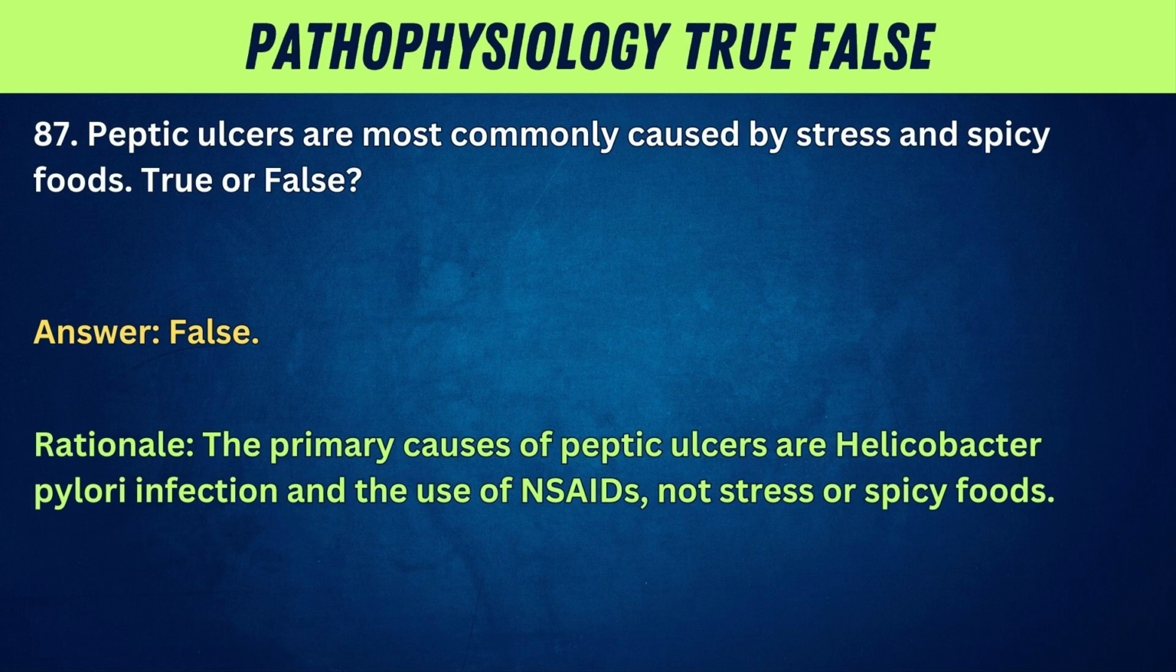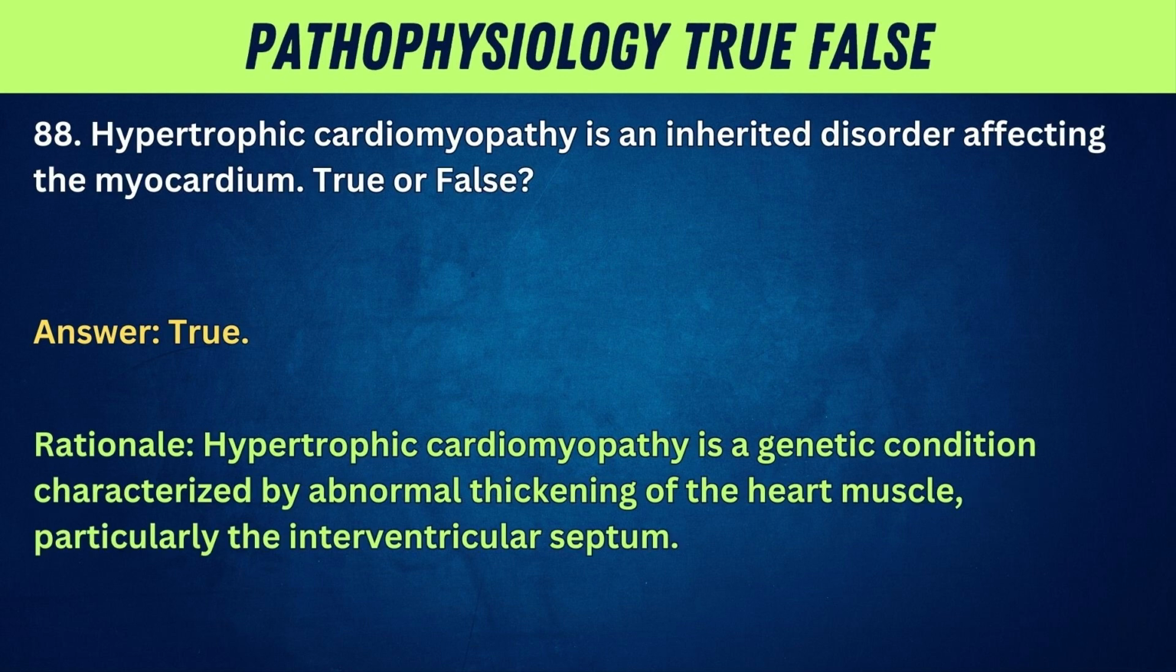87. Peptic ulcers are most commonly caused by stress and spicy foods. True or false? Answer: false. Rationale: the primary causes of peptic ulcers are Helicobacter pylori infection and the use of NSAIDs, not stress or spicy foods.